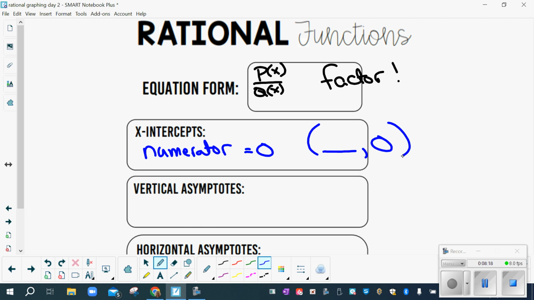Right. Next guy, vertical asymptotes. They're not from the numerator. Where are they from? Denominator. And you know what we do? We set it equal to 0, but it's always going to be x equals something. Right?